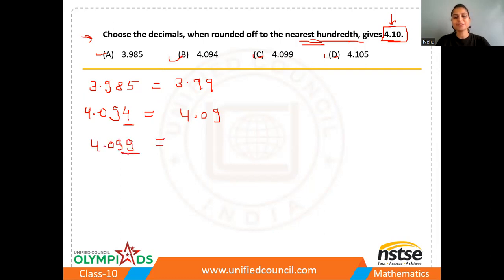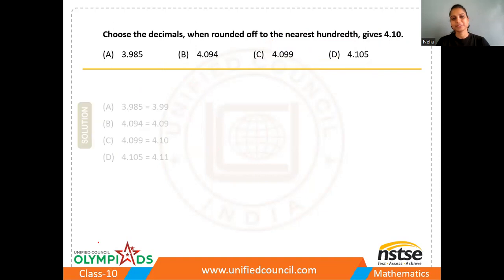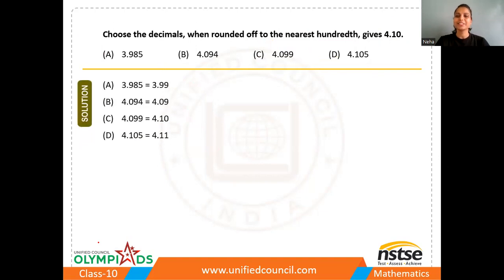Now the next number is 4.099. As we can see, this is 099, so it rounds to 4.10. This is your right answer, 4.10. That means option C is my right answer. The rounding of the last one will be 4.11. So only one is equal to 4.10, which is option C. This is the solution for the given question, so we are successfully done with the first question.